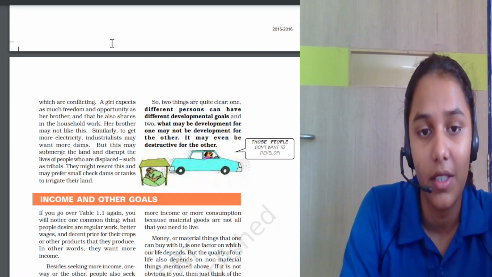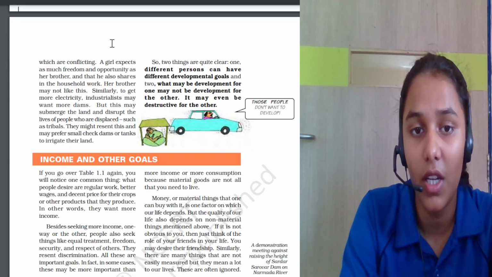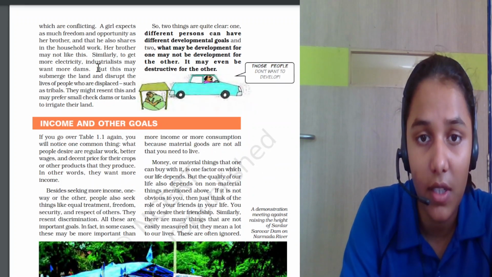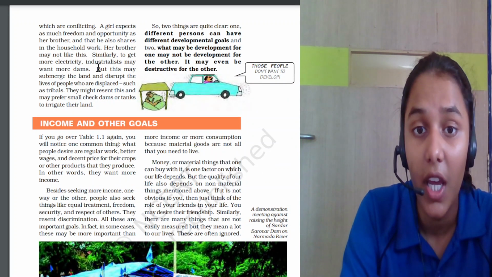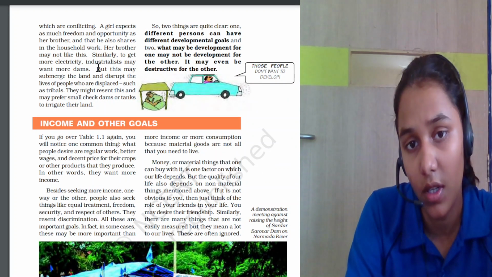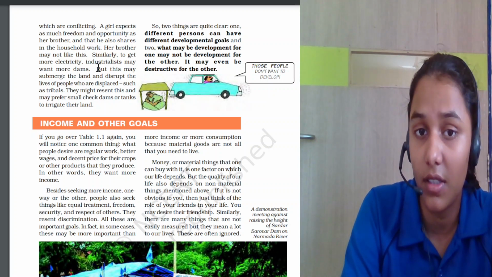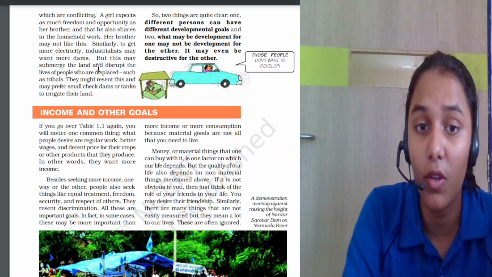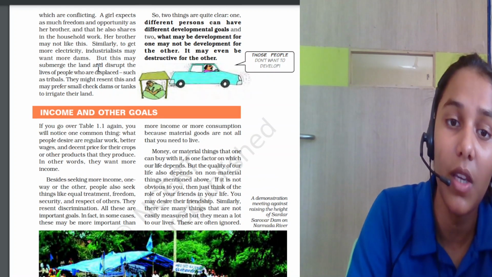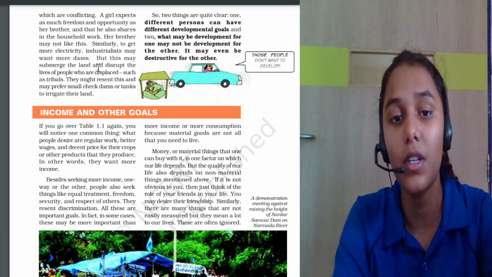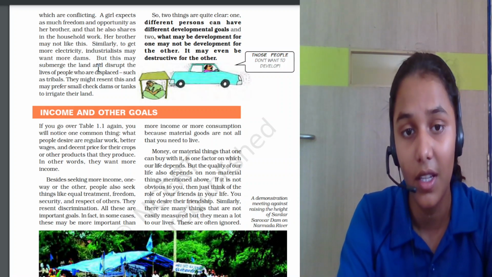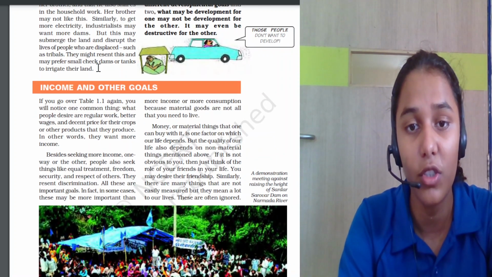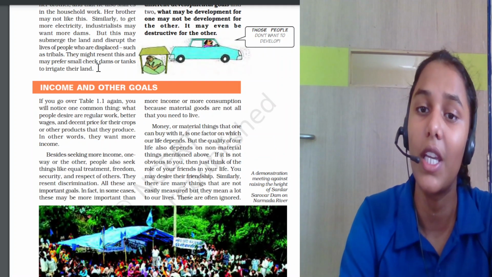Moving on to the next part of the chapter, a girl expects as much freedom and opportunity as her brother, and that he also shares in the household work. Her brother may not like this. Similarly, to get more electricity, industrialists may want more dams, but this may submerge the land and disrupt the lives of people who are displaced, such as tribals. They might resent this and may prefer small check dams or tanks to irrigate their lands.